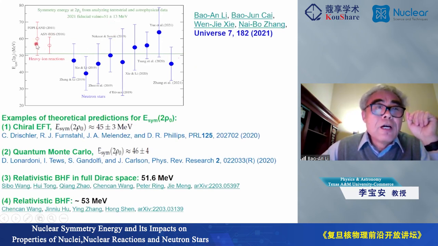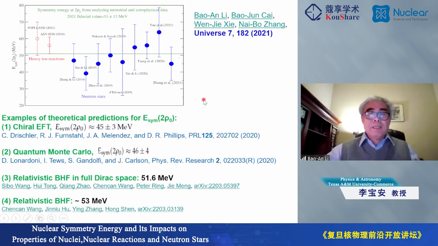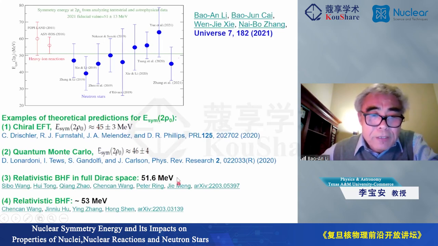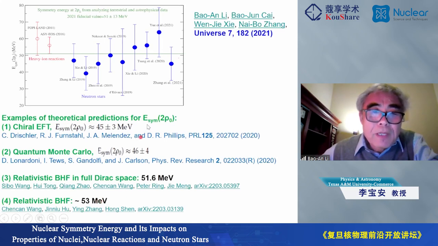The analysis from heavy-ion collisions done earlier gave the symmetry energy at two times normal density around 60 MeV or so, all right? If we compare with some of the advanced latest microscopic predictions, like from chiral EFT, the symmetry energy at two times normal density is around 45 MeV. From quantum Monte Carlo it is about 46. And last week we had two papers from Beijing and Tianjin. You see some autocorrelations in terms of models and authors. The symmetry energy at two times normal density is very close, about 51, 53 MeV. Overall, okay, the symmetry energy at two times normal density is around, say, 51 MeV or so, okay?